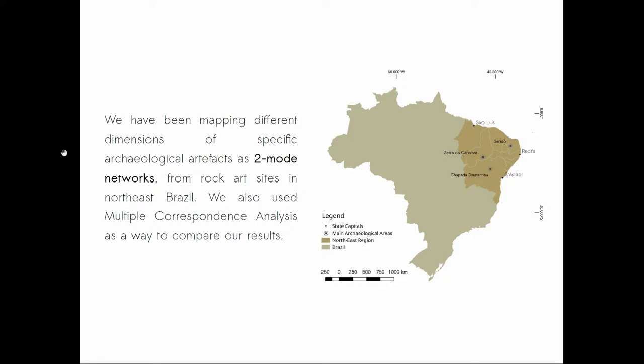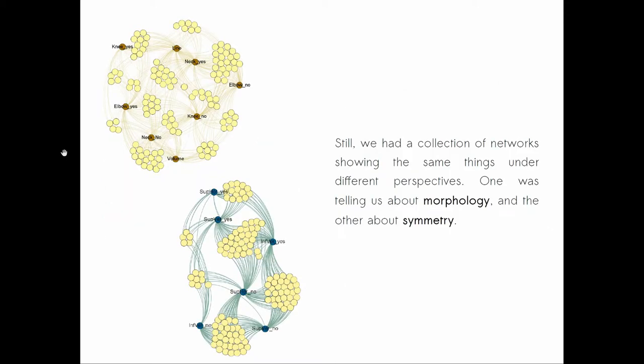This presentation is also a continuation of my own PhD work, in which I was working with rock art from Northeastern Brazil, and I've been working with two-mode networks, in which I was classifying human figures with two kinds of variables. On one hand, morphological variables, and on the other hand, symmetrical variables. And I ended up with these two networks, which were talking about the same things, but in two different ways.